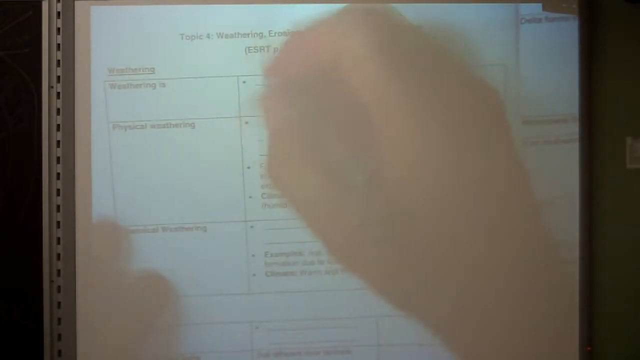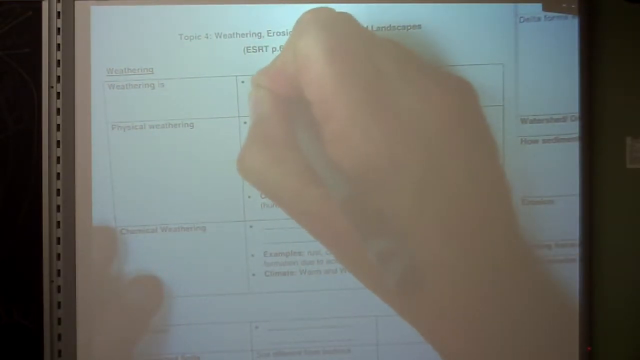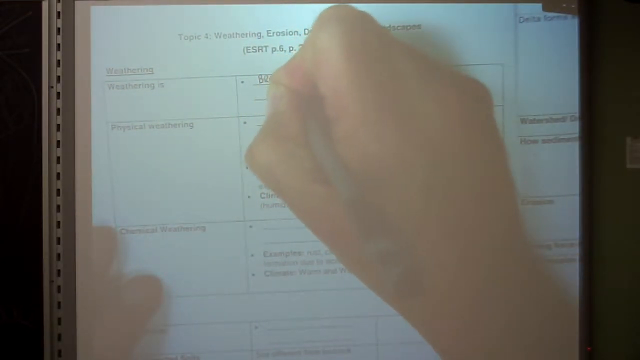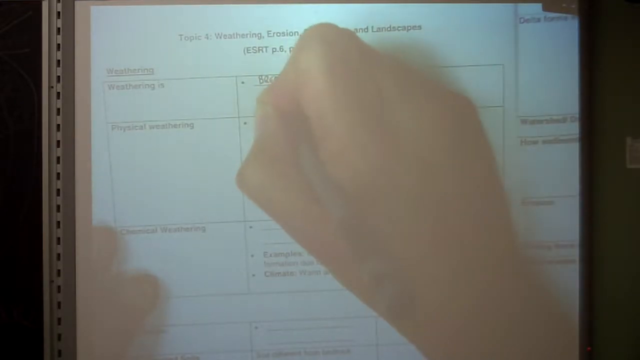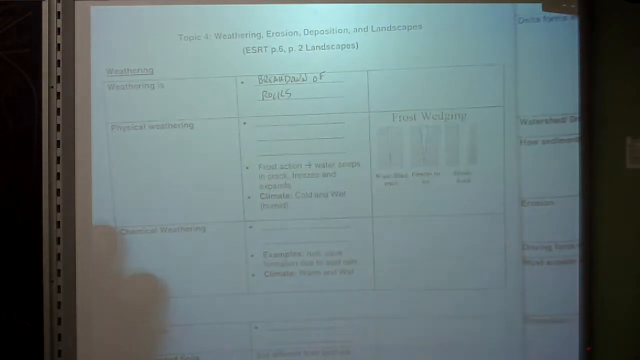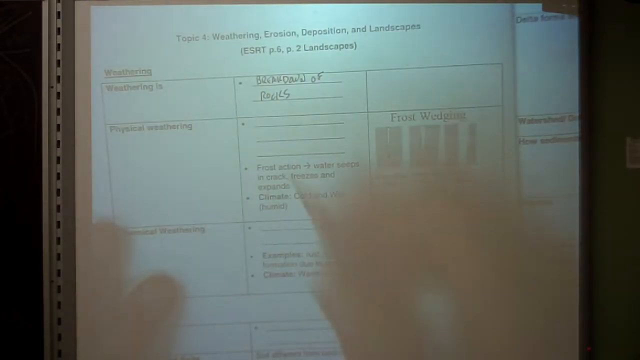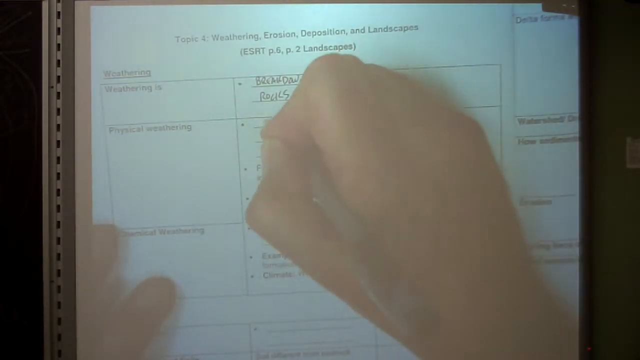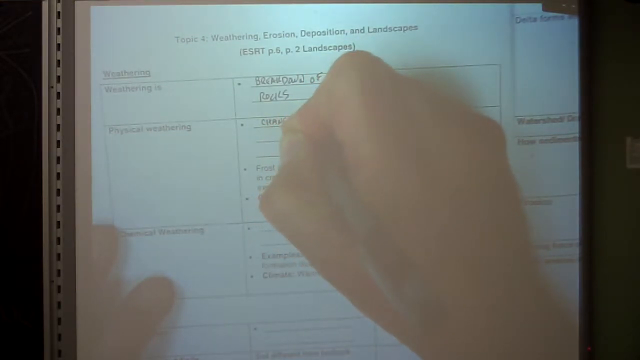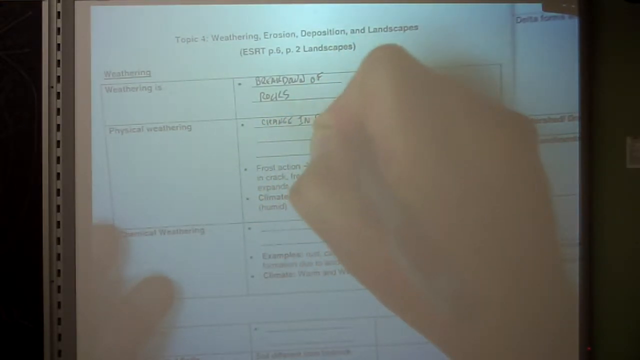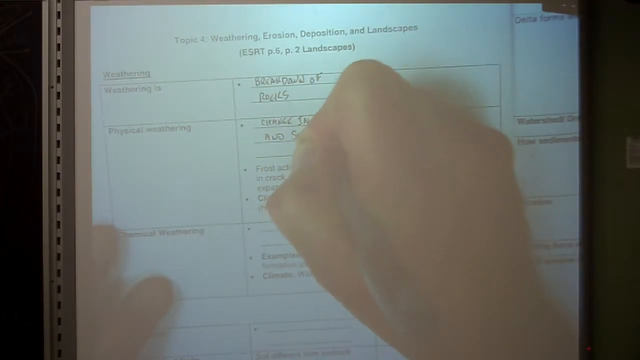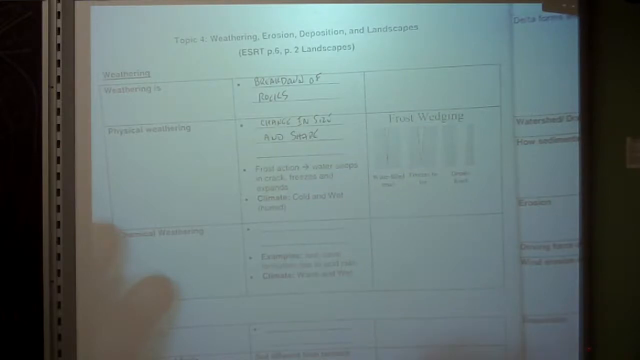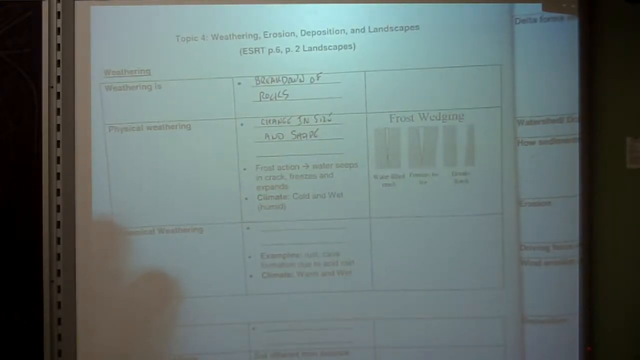So weathering is the breakdown of rocks. The breakdown. And physical weathering, it's going to cause a change in size and shape. But the rock is still going to be the same rock. It's just going to be smaller, rounder.